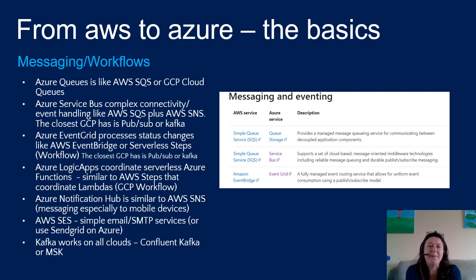This slide is about messaging and workflows, and all three clouds offer solutions in this area, and I'm going to explain how they're different and how they're similar. So in Azure, they have something called queues, and in AWS, they have something called SQS, and in GCP, they have something called Cloud Task Queues. These three are all very similar in function. Pretty much they're a first in, first out queuing system, which basically means you put in a message and it comes out in the order it was placed in.